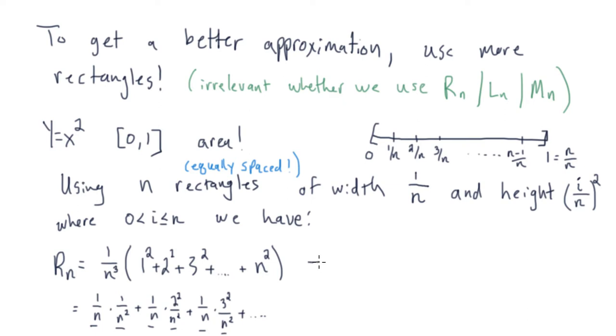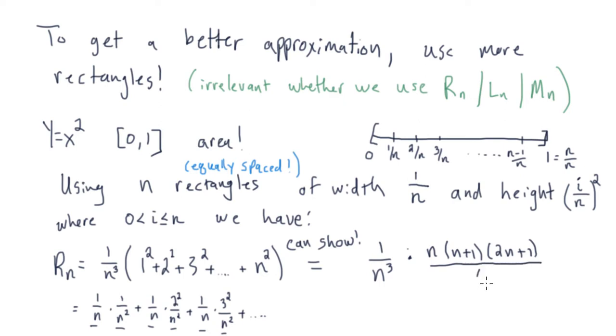Well, it turns out, and we will show this later, I promise, that 1 squared plus 2 squared plus 3 squared plus all the way up to n squared actually has a closed formula. So what it is is n times n plus 1 times 2n plus 1, all over 6.